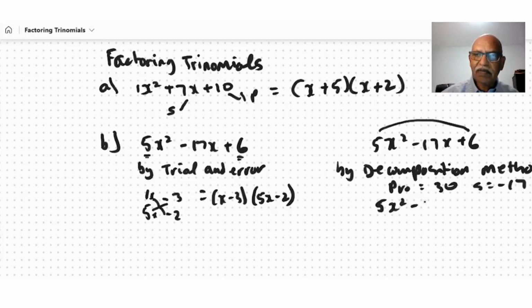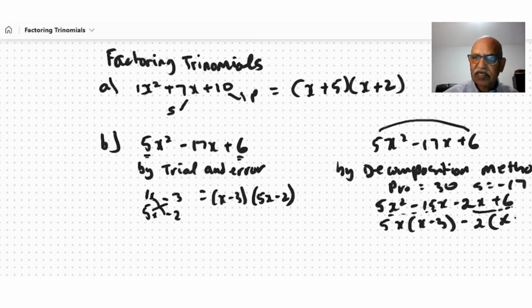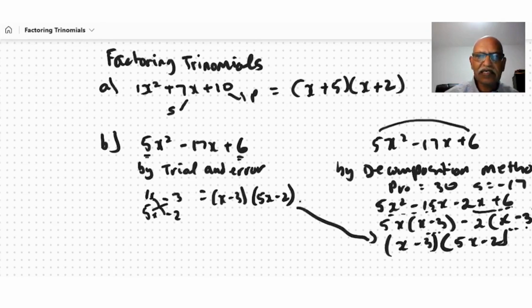5x squared minus 15x minus 2x plus 6. Find GCF between the first two numbers. 5x, x minus 3, minus the GCF between the last two numbers, 2, and then x. Negative times negative will be positive. If I'm right, these two brackets must be the same, x minus 3. So I take x minus 3, and then left over 5x minus 2. So we have the same answers. This is by decomposition, this is by trial and error.